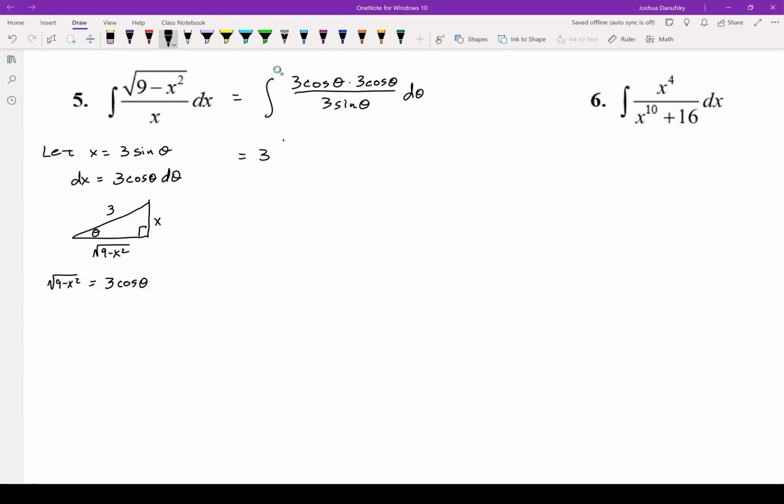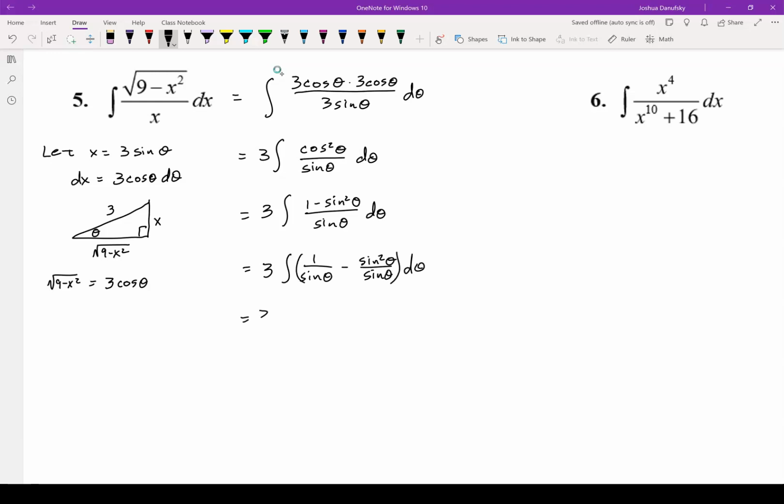So this becomes 3 cosine squared theta over sine theta d theta. We can rewrite the numerator as 1 minus sine squared theta over sine theta d theta. Now we'll split that rational function like this. And now we just need to integrate cosecant theta minus sine theta d theta.